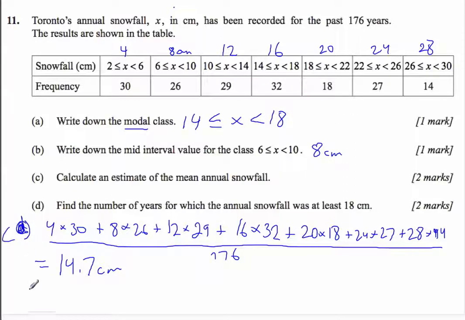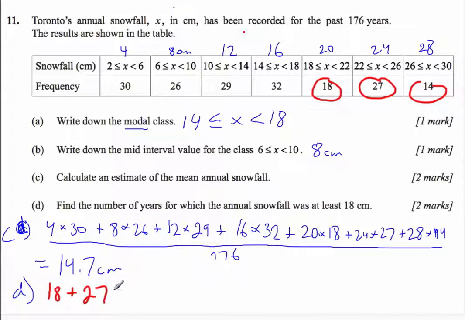Part D, find the number of years for which the annual snowfall was at least 18. So if we look at this table, at least 18 would be, well, these are at least 18. They're between 18 and 22. These are at least 18, and these are at least 18. So we need to do just 18 plus 27 plus 14. Which equals, well, that's 41, 51, 59. So that's 59 years out of 176 in which the snowfall was at least 18 centimeters.